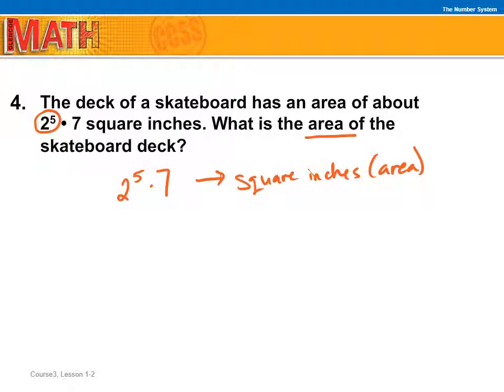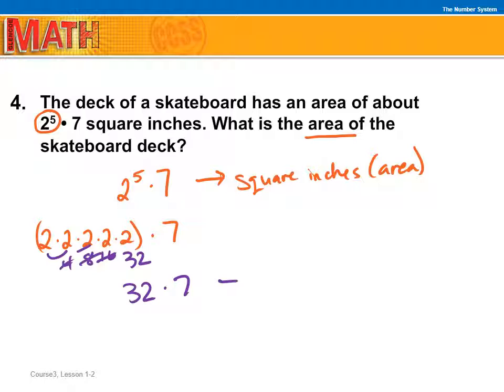So 2 to the 5th power, we're going to break that down. It's 2 times 2 times 2 times 2 times 2. 5 times we're writing down the 2, times 7. So let's figure out what's in parentheses. So let's work this out. 2 times 2 is 4. Times 2 is 8. Times 2, 16. Times 2, 32. So now I have 32 times 7, which is 224. And that is my area in square inches.